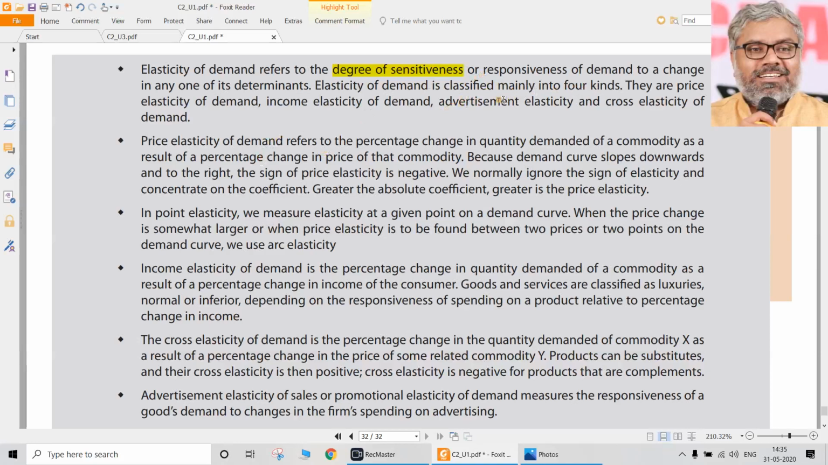In general, once again, are these the only elasticities of demand in the world? No, sir. There might be many others also. We are focusing only on them. That is our restriction. In general, we can classify the elasticity of demand into 4 categories. One is price elasticity of demand. Second is income elasticity of demand, third is advertisement elasticity of demand, and fourth is cross elasticity of demand. As far as our syllabus is concerned, these 4 are enough.